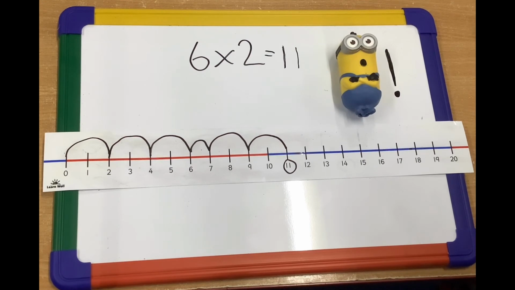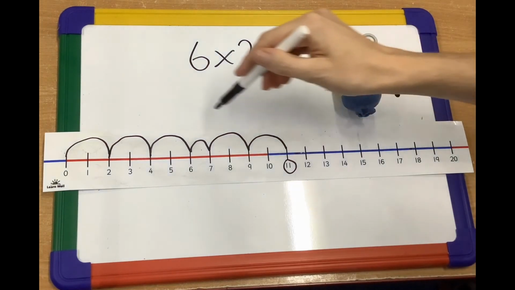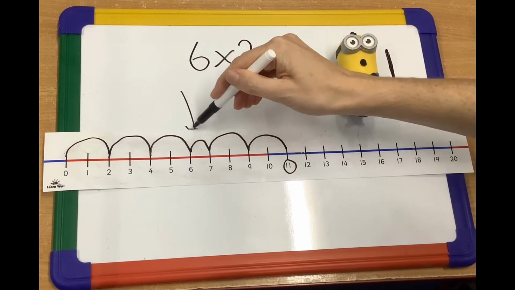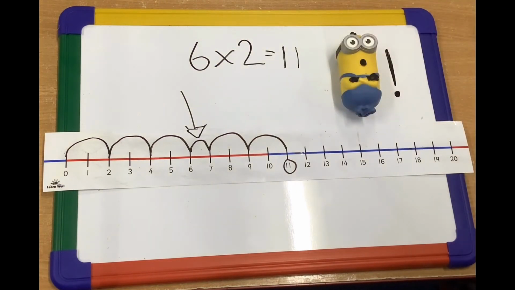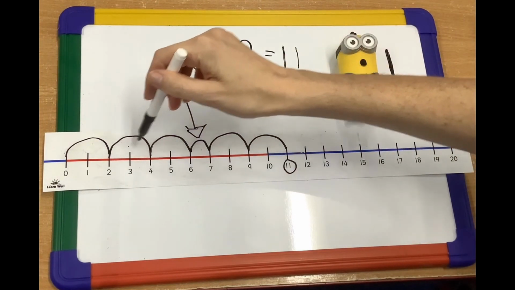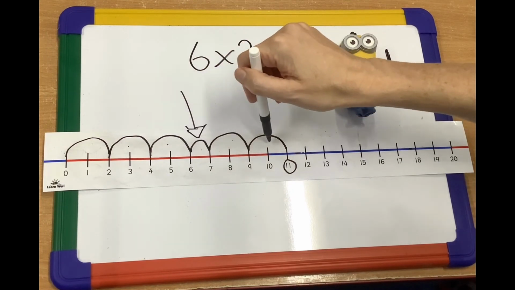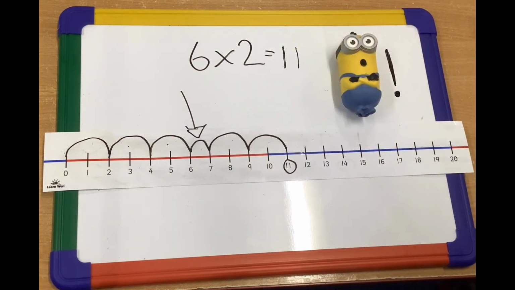So if you look, they haven't counted in even jumps. Remember, multiplication always has to be equal groups. They have to be the same. And this one here, whoops, is not a 2, is it? It's just a 1. So they've counted in, there's a 2, there's a 2, there's a 2, there's a 1, there's another 2, there's another 2. So it's not going to give them the right answer. So if you're using a number line to count for multiplication, your jumps have got to all be the same or you won't get the correct answer.